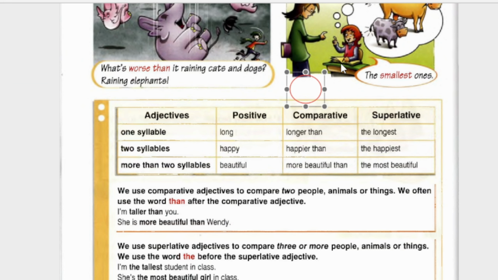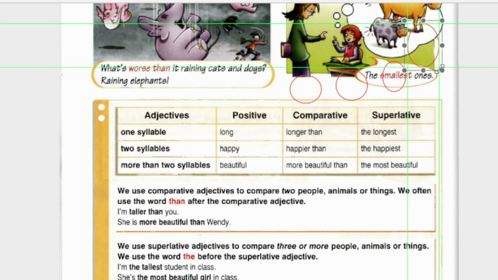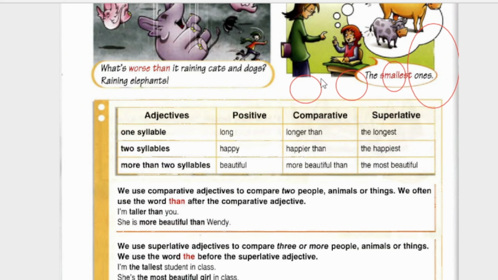So we have two objects, but if we talk about the superlative, for example, we have more objects. For example, 1, 2, 3, and the last one will be the biggest. So in superlative, we have 2, 3 or more objects. In this case, we will say that this circle is the biggest.